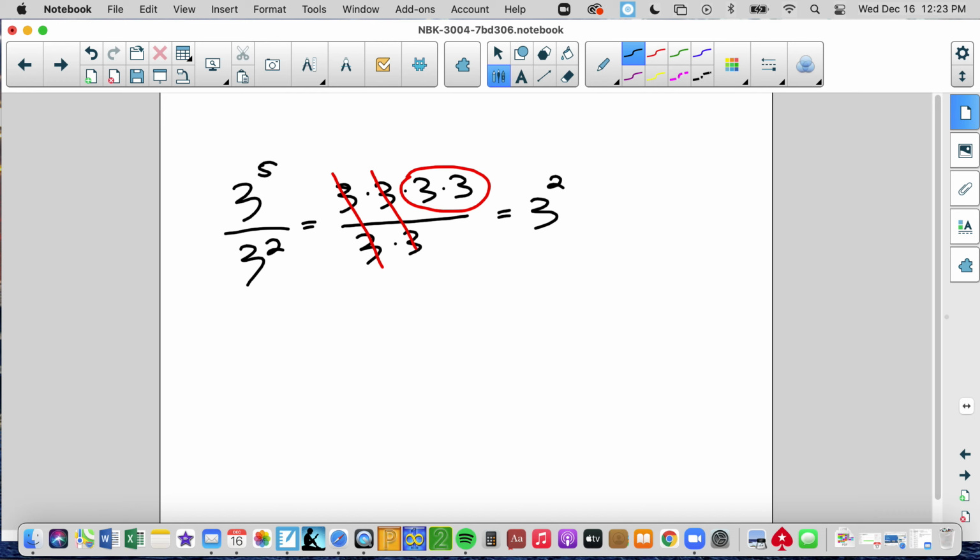Well, there's a mathematical shortcut that tells us when we deal with exponents with like bases, these must be the same bases, when we divide, we subtract their exponents. So we could write that in the numerator, 5 minus 2.